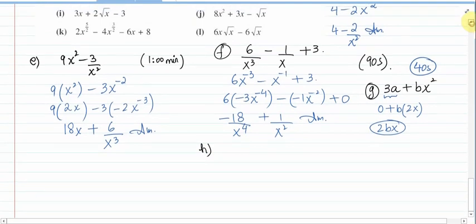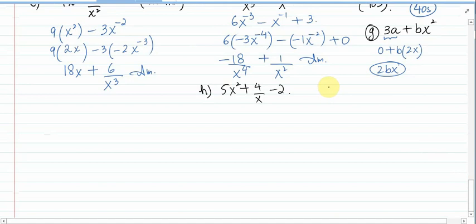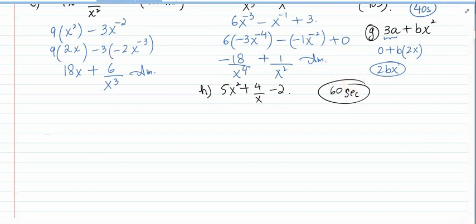The question says 5x square plus 4 divided by x minus 2. Alright, that is your question. Give it a try by yourself. Time is 1 minute, 60 seconds. I think that is sufficient for this part. So give it a try, and then I will explain. So start.